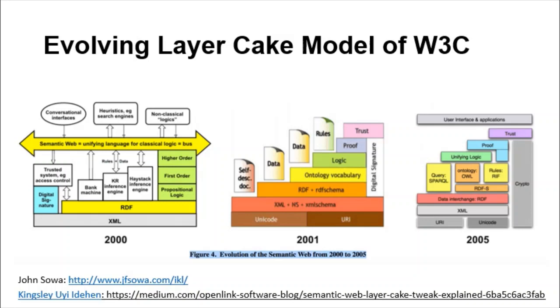And finally, the uppermost layer of the cake is called trust. This means that there must also be standards for representing trust of the information that is published on the web.